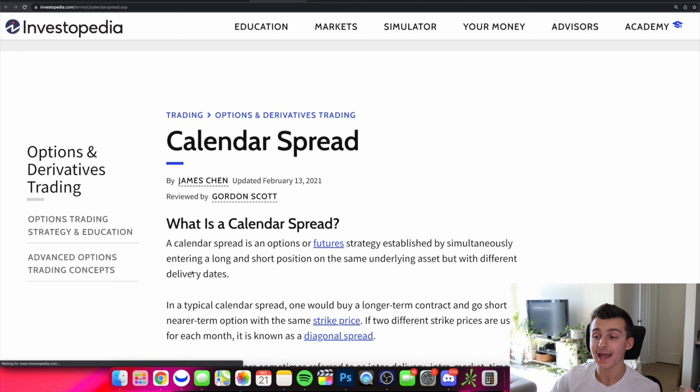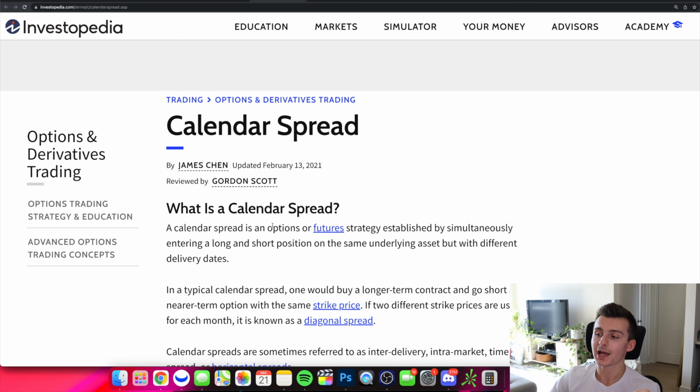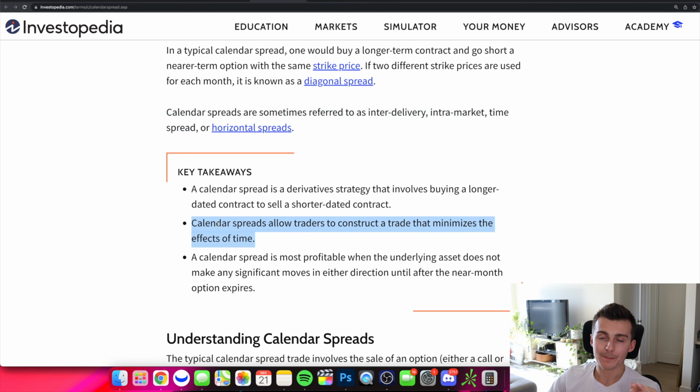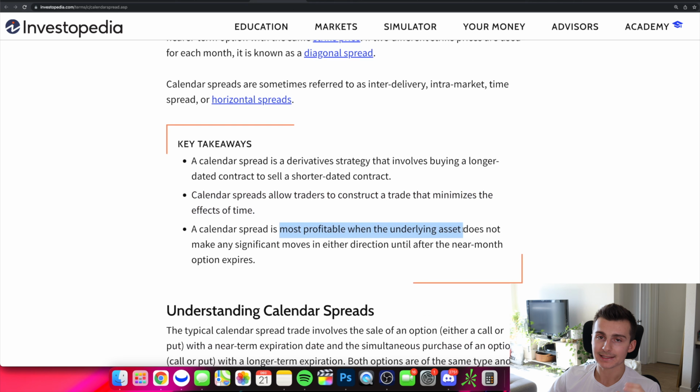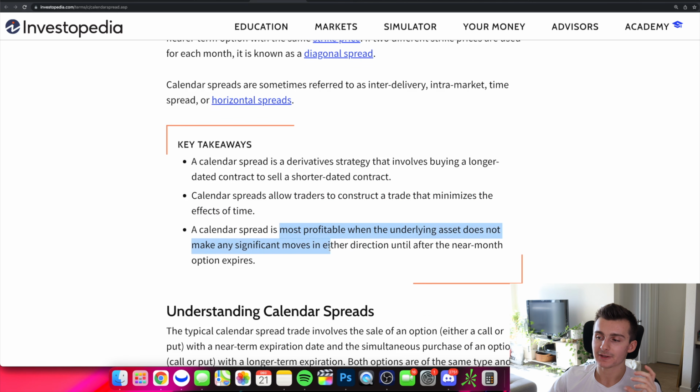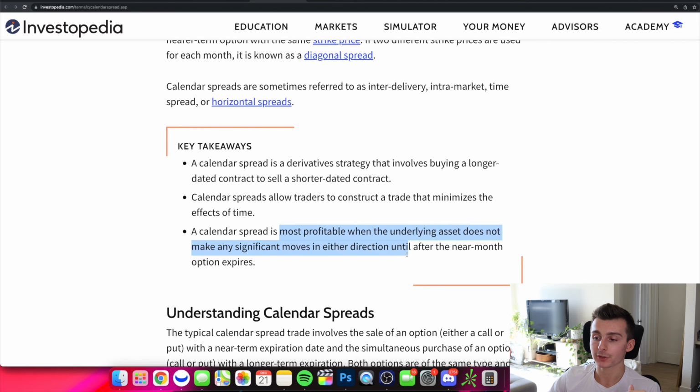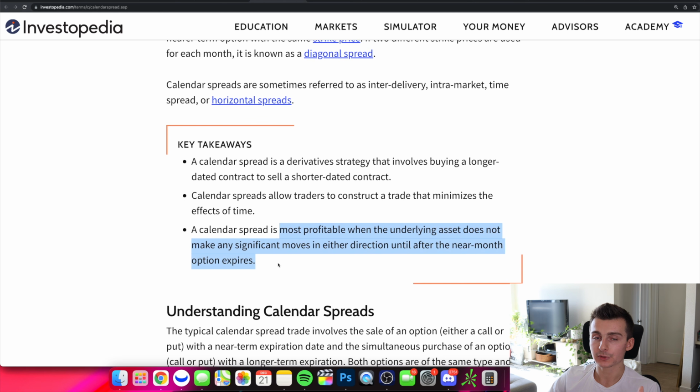And then there's also a calendar spread. A calendar spread is an options or futures strategy established by simultaneously entering a long and a short on the same asset but with different dates. So the calendar spread will help minimize the time effect, but it's going to make it most profitable when the asset, the stock, does not make any significant moves in either direction until after the near term option expires. It's another way to play things. It's a more advanced strategy, but again, it's worth noting.